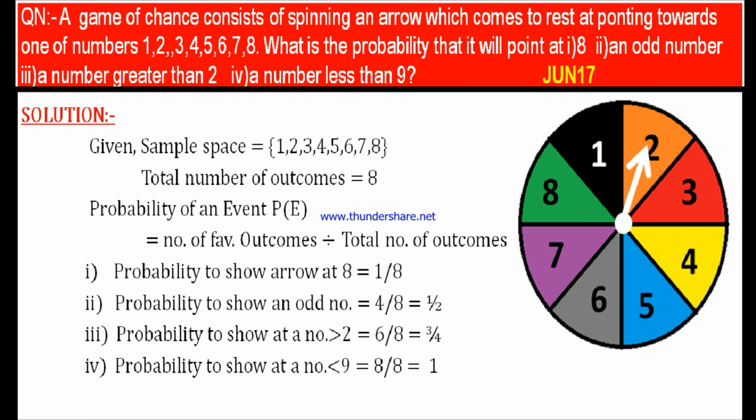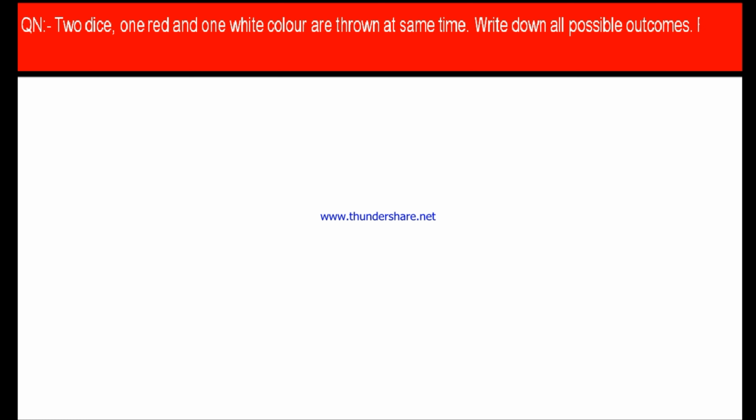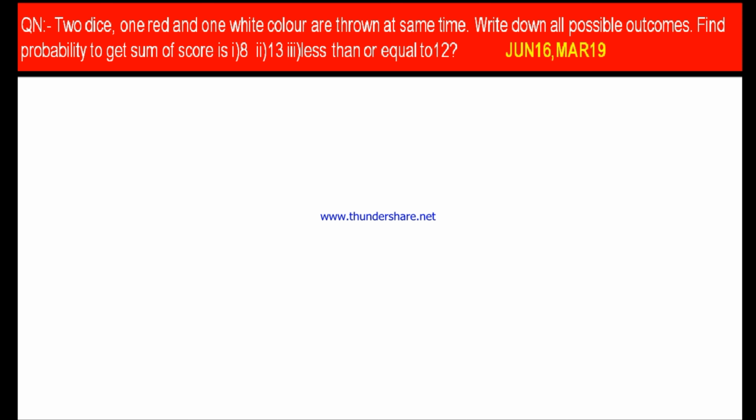Next question now. 2 dice, one red and one white in color, are thrown at the same time. Write down all possible outcomes and find the probability to get the sum of the score is 8, sum of the score is 13, or sum of the score less than or equal to 12.